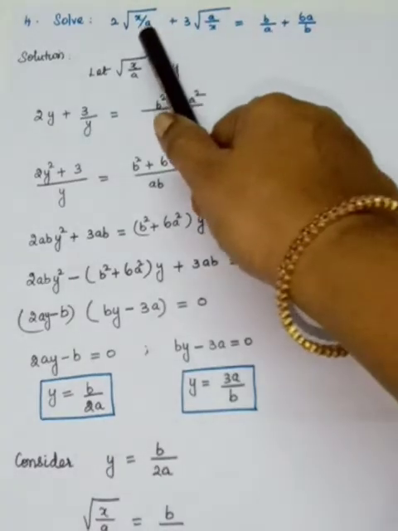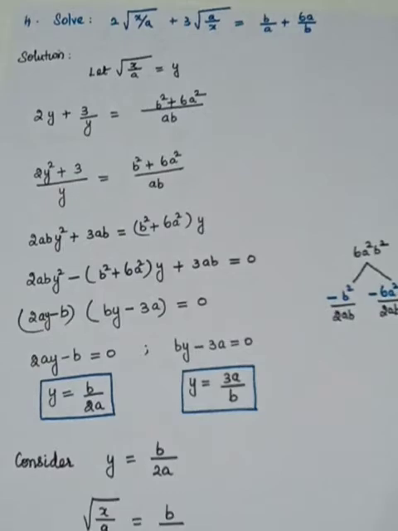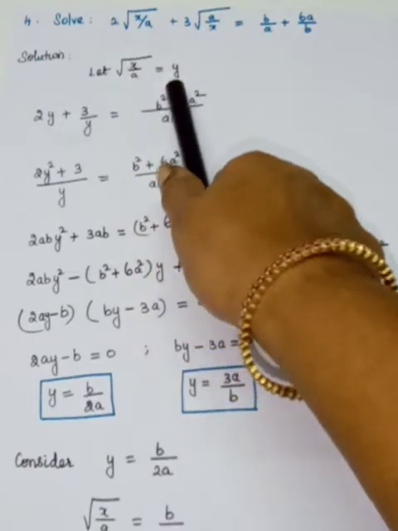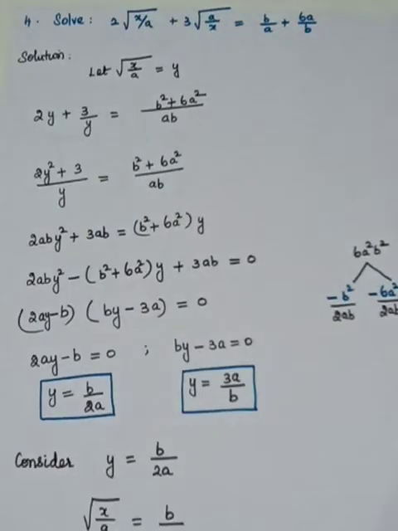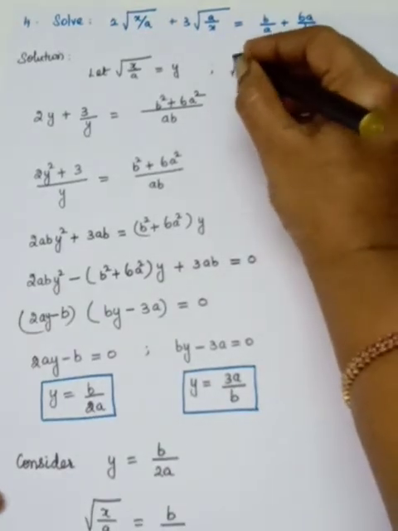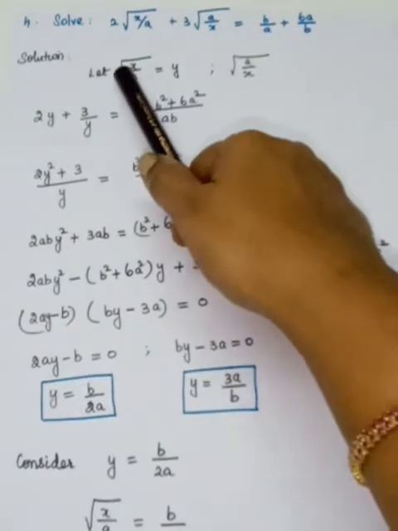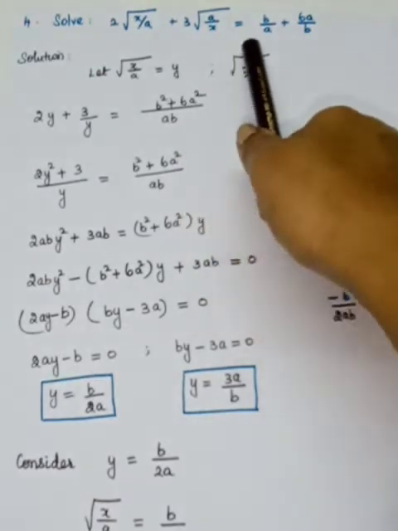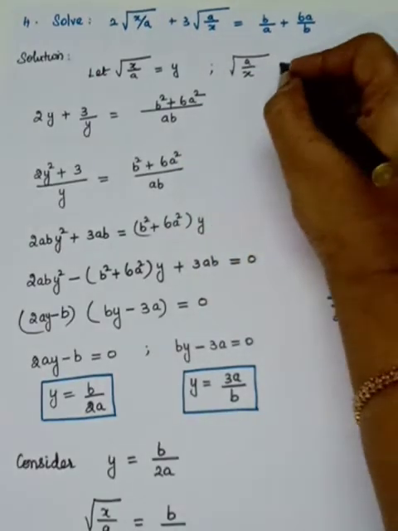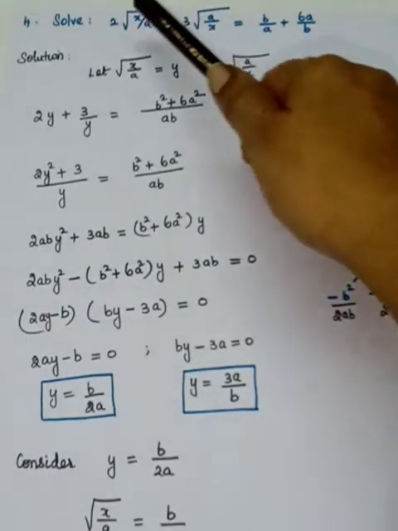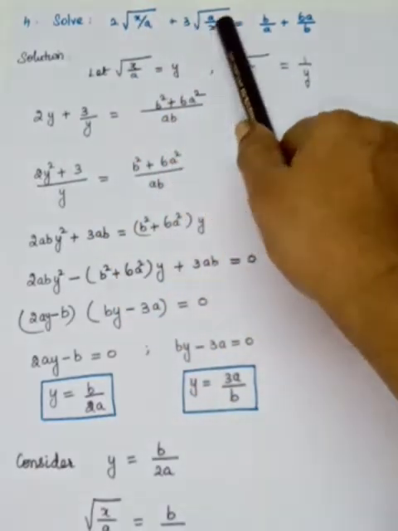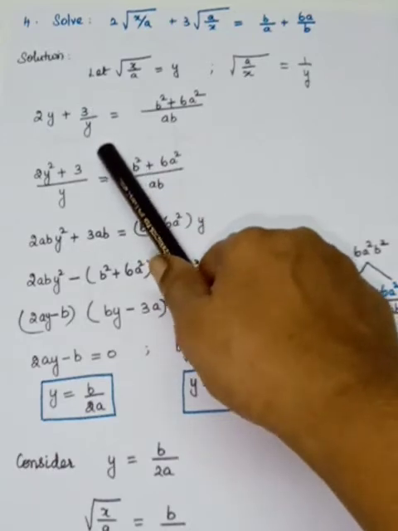Okay, so it's not a polynomial equation. So first we have to take square root of x by a is equal to y. What is square root of a by x now? You see that here we have taken x by a. That is, square root of x by a is equal to y, means square root of a by x is a reciprocal. So that is equal to 1 by y. Consider the equation. First term 2 into y, plus 3 into 1 by y, so 3 by y, is equal to.